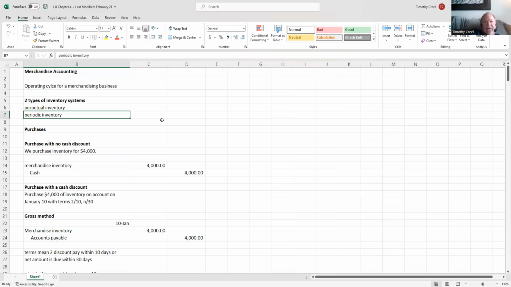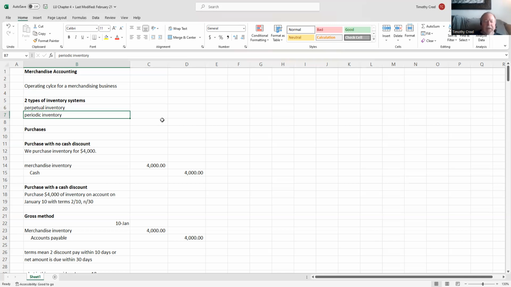So periodic is not used as much as it used to be. It used to be a pretty predominant method to account for inventory. Like I said, it's still used with some grocery stores, but just not to the extent that it used to be.